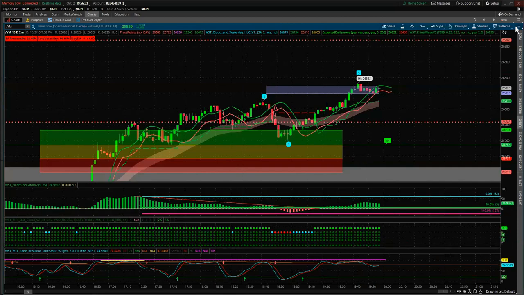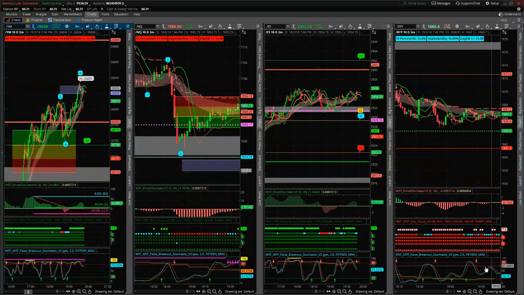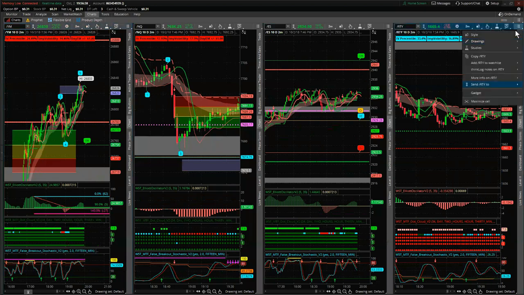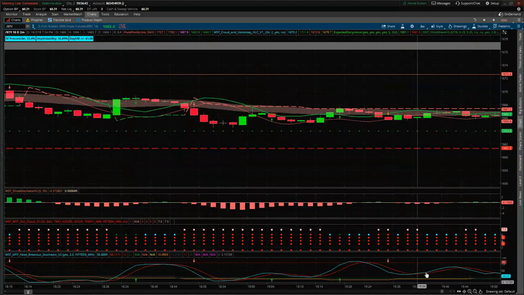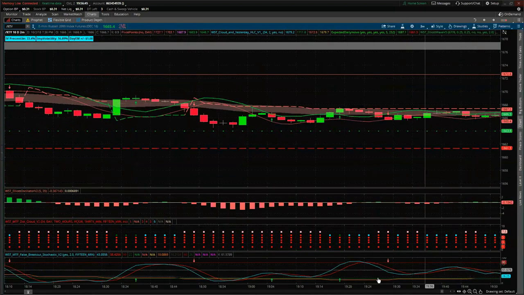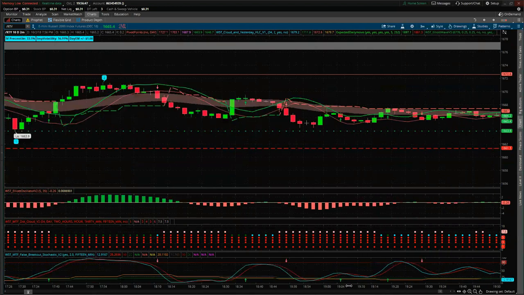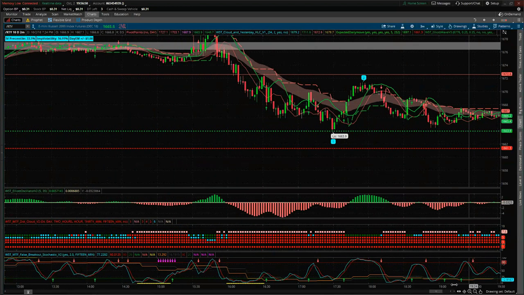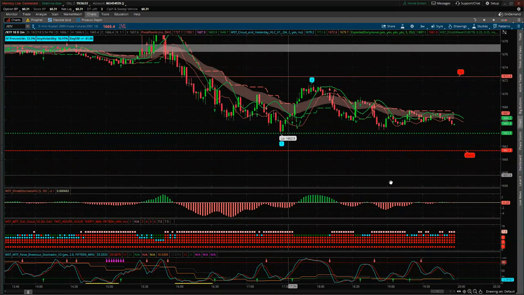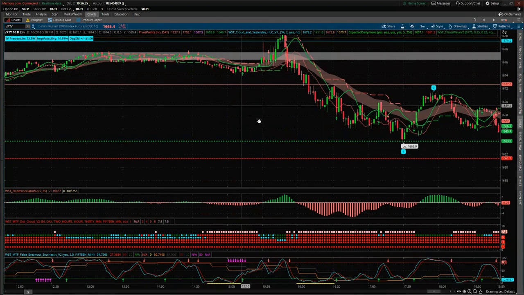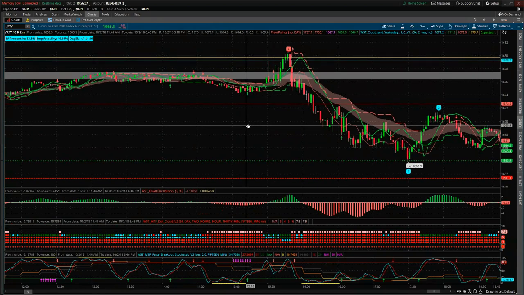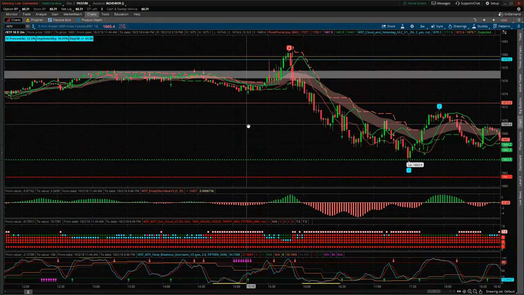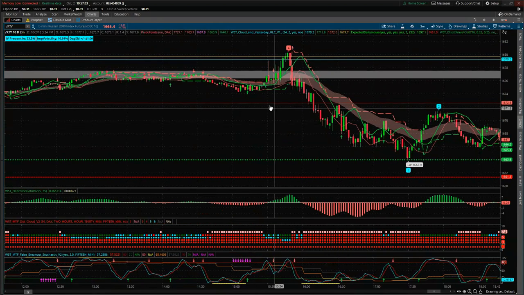Now, if we go to another one, we can see the anchor trend on RTY currently is red. It's the only index that is, because it's really suffering, okay? So the anchor trend on RTY is red. So we are looking for bearish trades, okay? Let's see if we can find an example for you from today. Okay, we have one here.